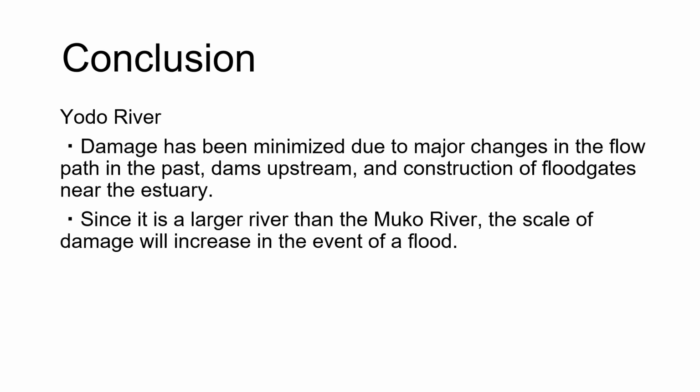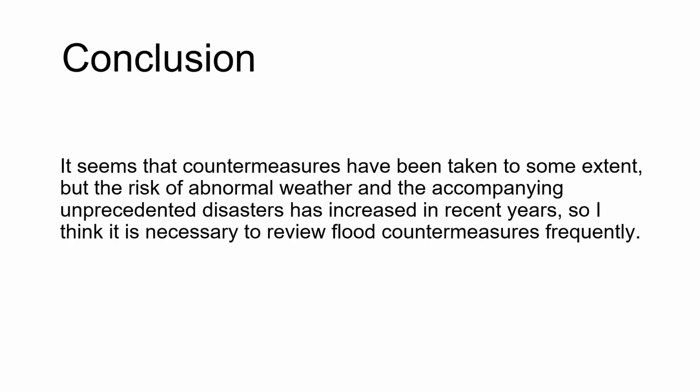In conclusion, various measures have significantly reduced the risk of flooding on the Yodo River. However, since it is a river larger than the Muko River, it is necessary to take measures in consideration of the possibility of flood damage. Although the characteristics of rivers are different in this way, it is important for all rivers that frequent review of disaster countermeasures is necessary as the scale of disasters, such as typhoons and heavy rains in recent years, increases.